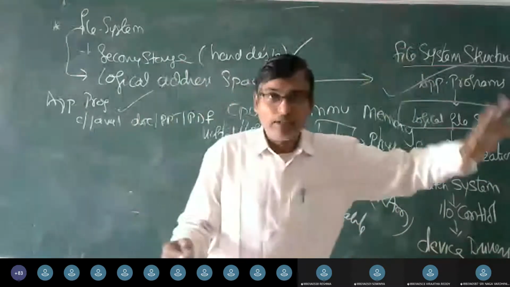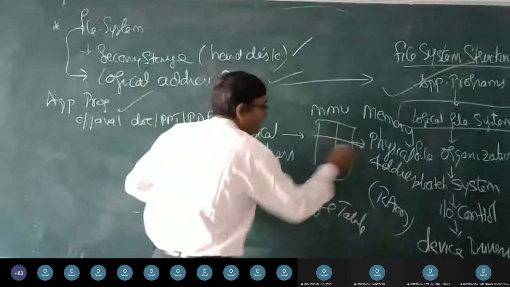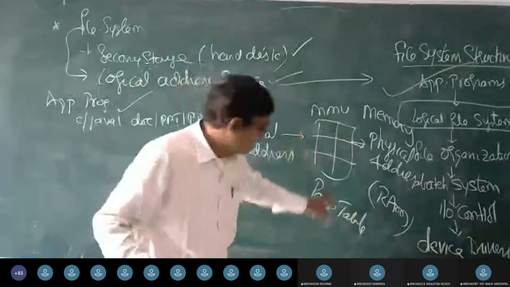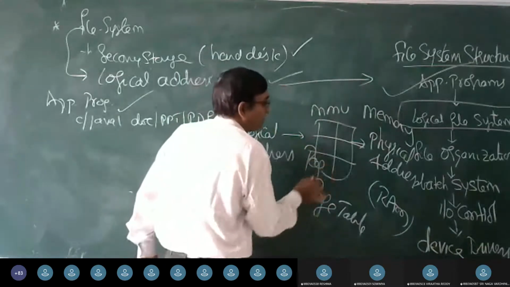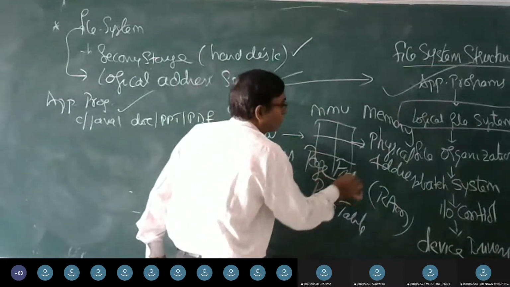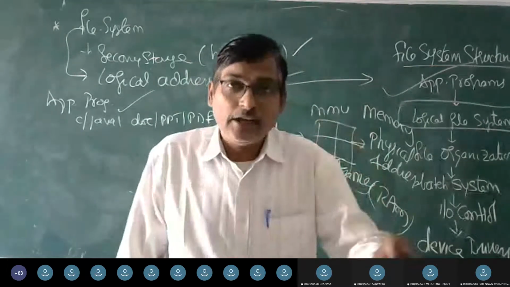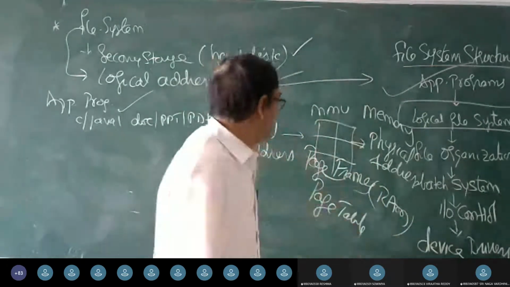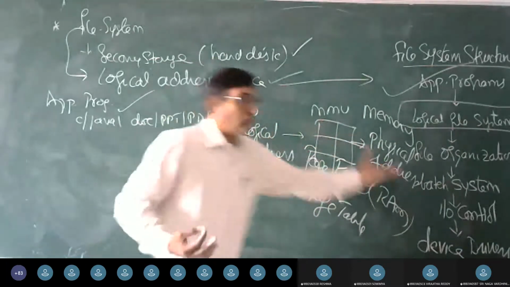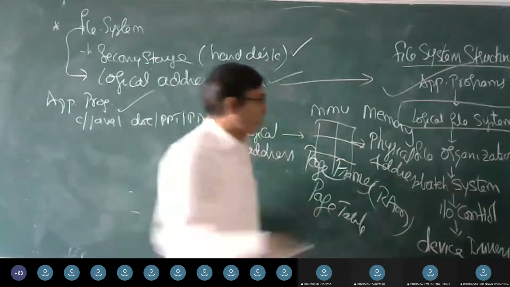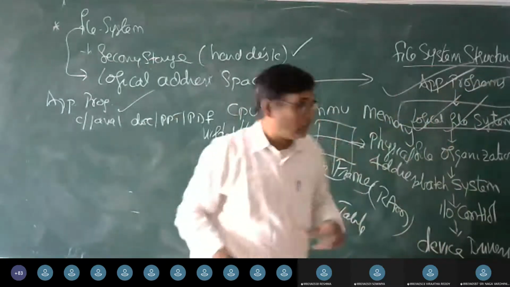Now we need to map this X, we need to match it with this Y. That is, we need a conversion mechanism, which is done by a page table, in the form of pages and in the form of frames. So these two are going to link the physical address space with the logical address space, which is taken up as the logical file system.